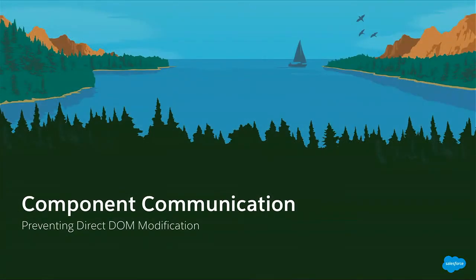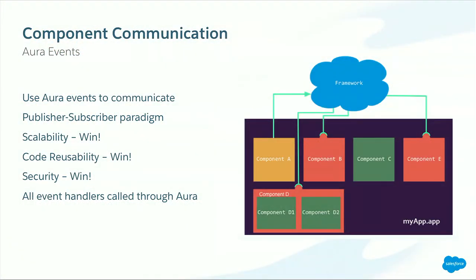We're running a little short on time, so let's try to speed through component communication. A lot of the issues with Locker Service are, hey, I need to manipulate these other components to do something for my business use case. How do I still do that with Locker Service enabled? It seems like this is a big blocker for me. So there's something in the Aura framework called component communication, and what it actually is is Aura events.